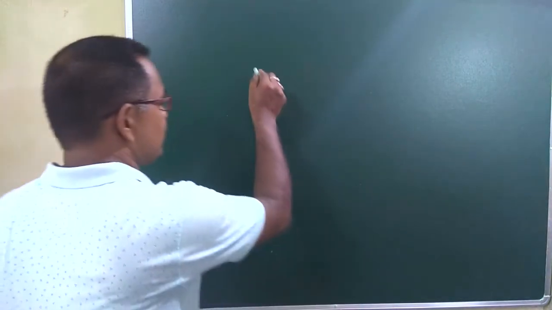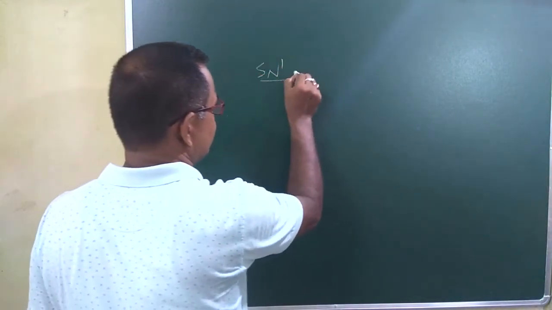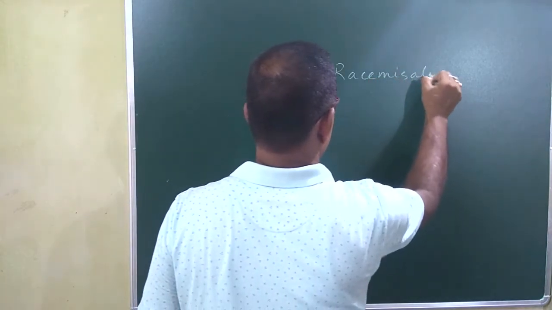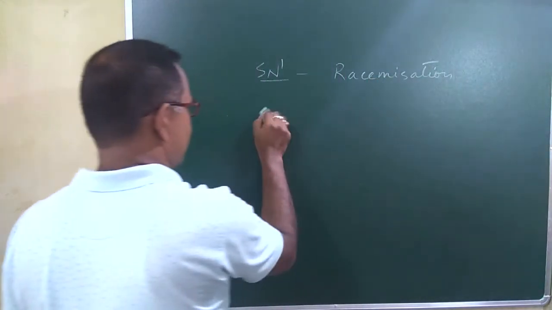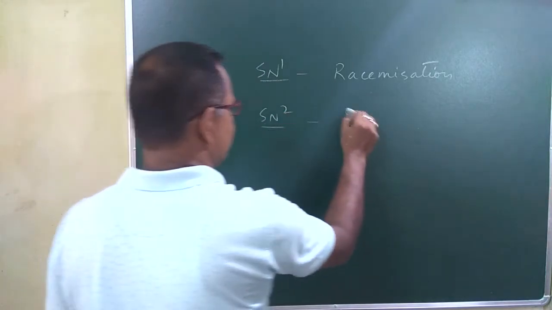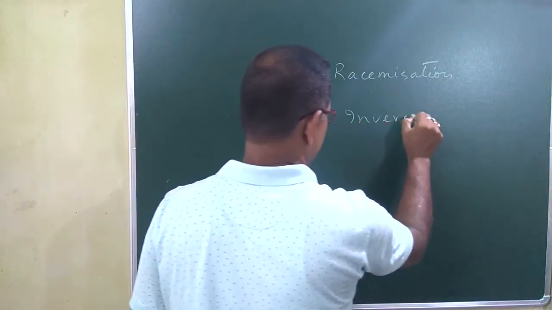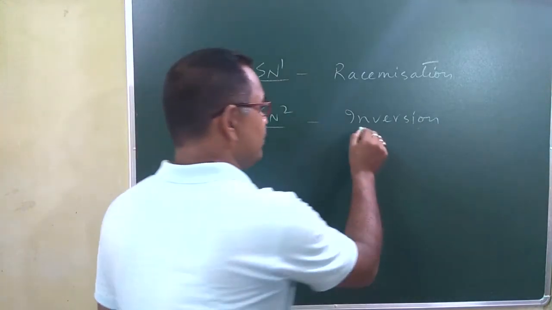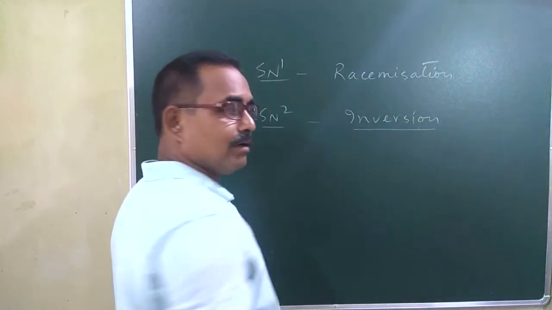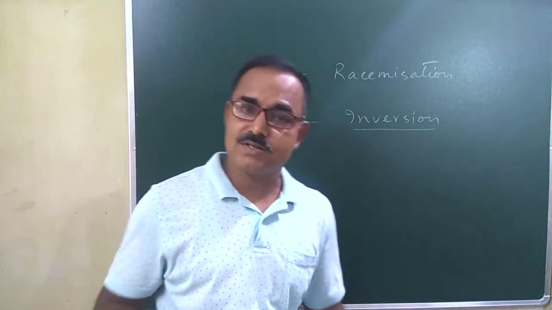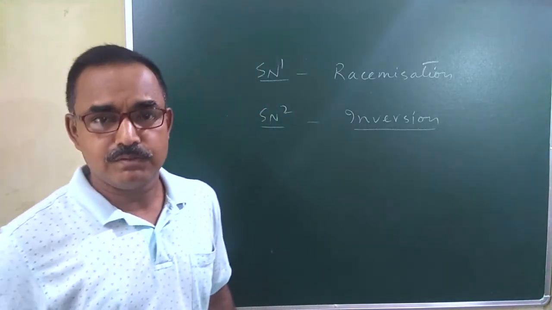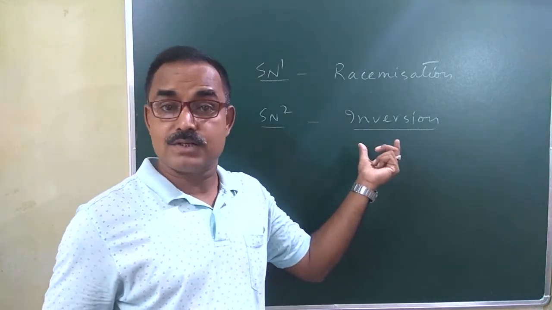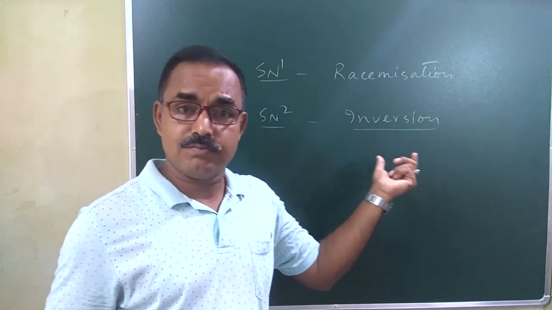See, in SN1 reaction, what happens? There is racemization. And in SN2 there is inversion of configuration. We know what is configuration. In our previous class we have discussed regarding absolute configurations of optical isomers. Absolute configurations are denoted as R and S configurations.